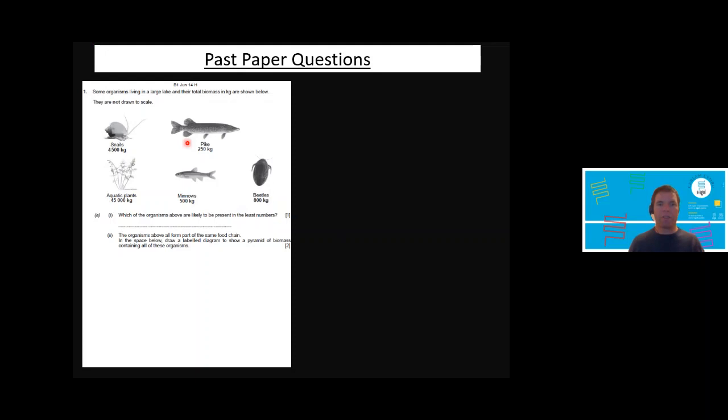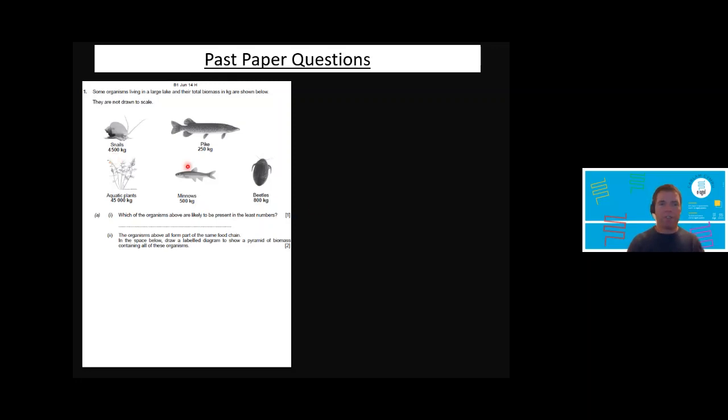Let's have a look at a question. Again, you can pause, but let's work through it. It says some organisms living in a large lake and their total biomass in kilograms are shown below. They are not drawn to scale. It's showing their total biomass. Needless to say, it's not the biomass of an individual, because a snail does not weigh 4,500 kilograms. It's all of those snails combined.